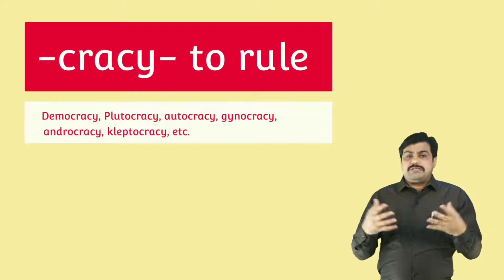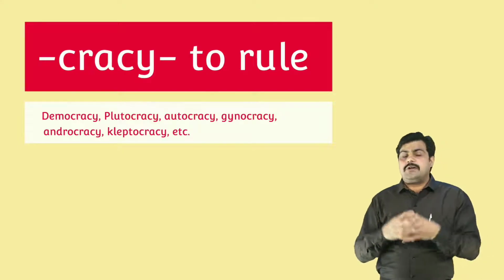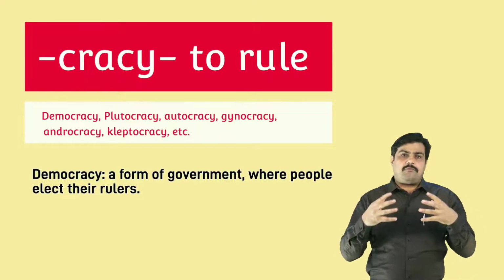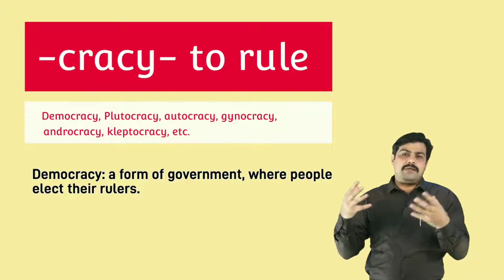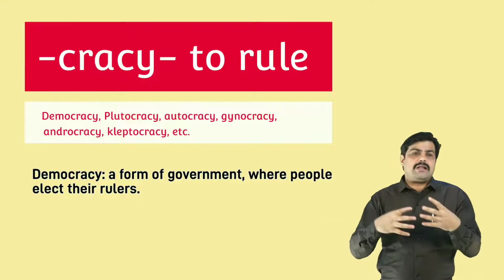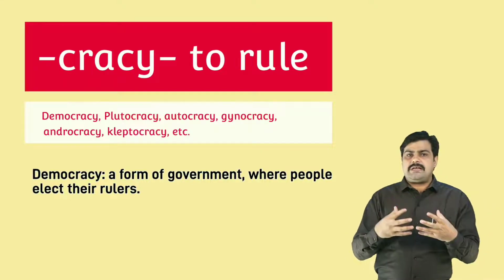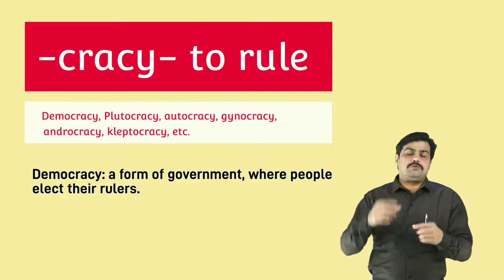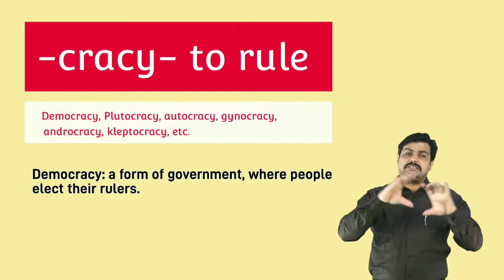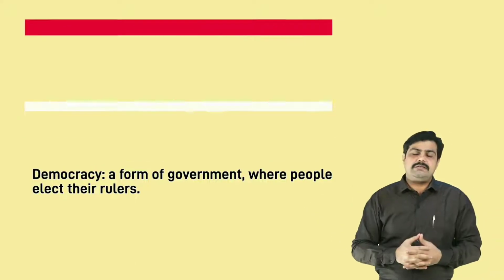Cracy, you know, means rule. Let's have a look at the word democracy, which is a form of government where people elect their rulers. Democracy is a rule by the people, you can say. Democracy can be broken down into demo and cracy. Demo means people and cracy means to rule. So democracy means rule by the people. That is democracy.